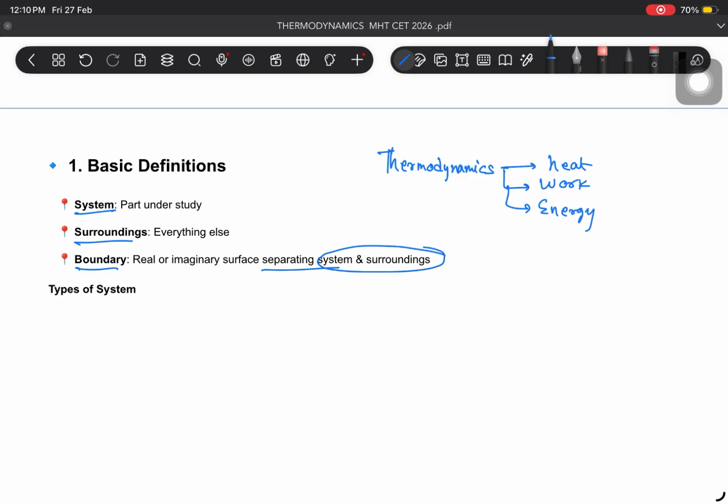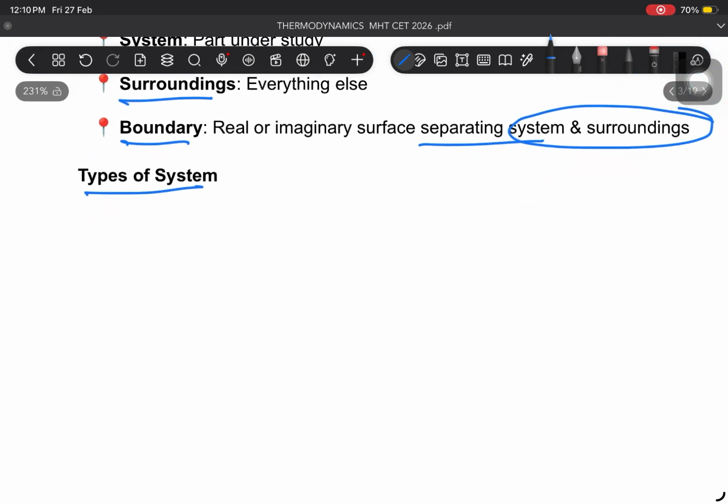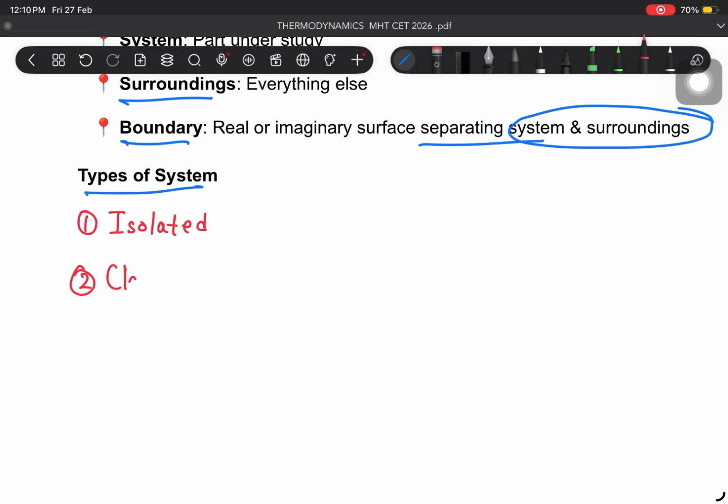Now the types of system. There are three types of system: isolated, closed, and third, open.